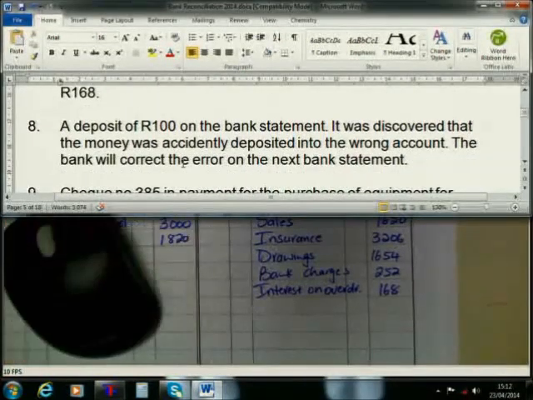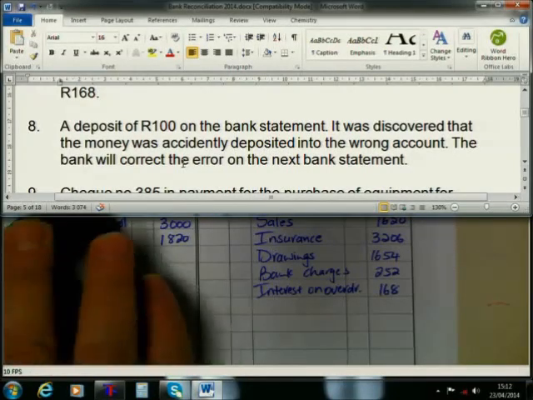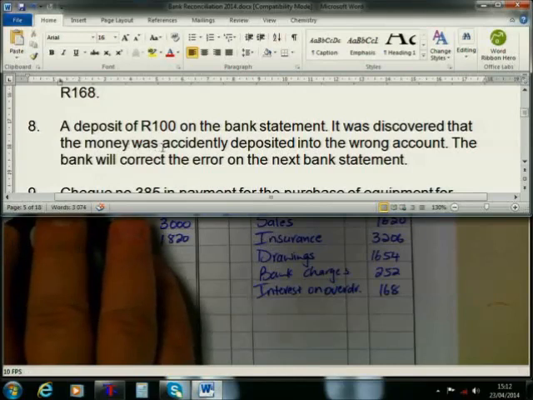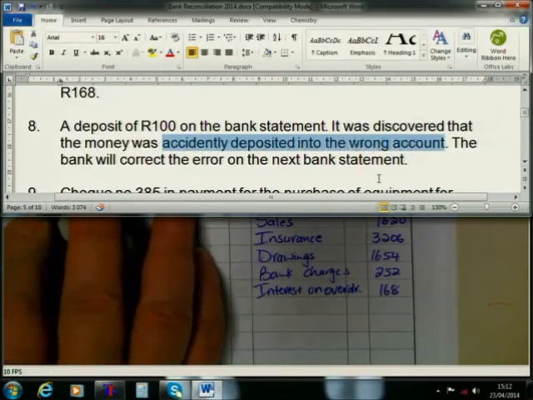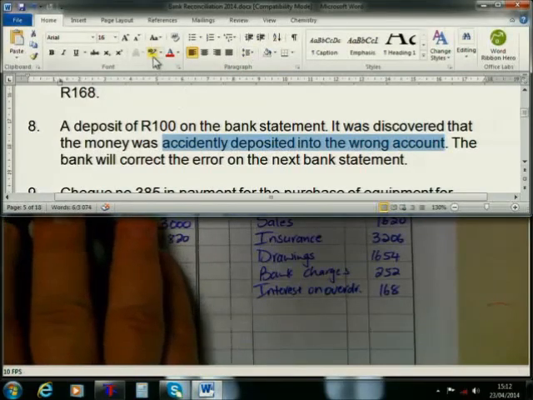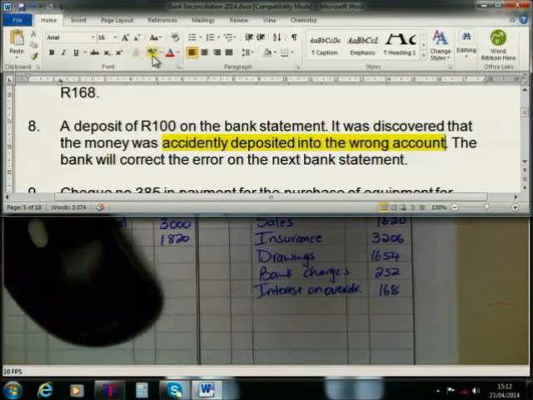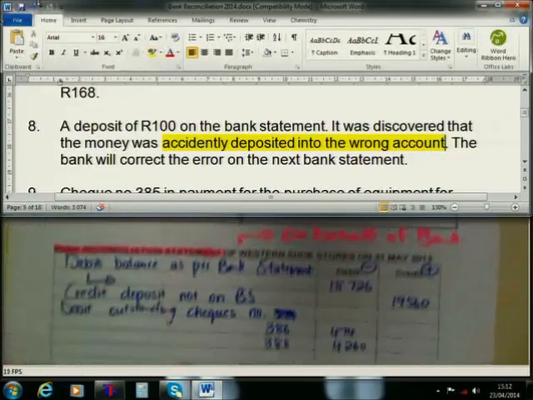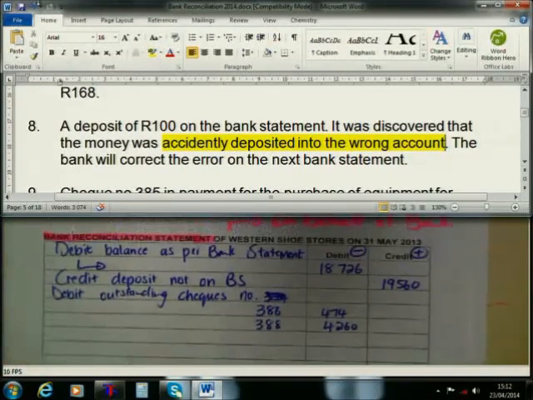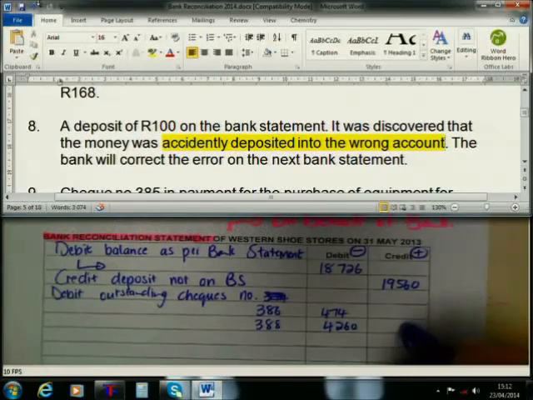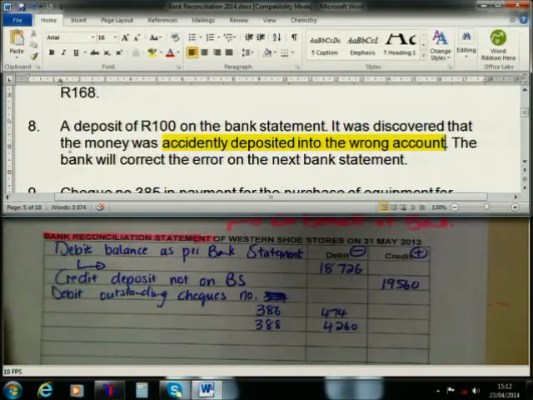A deposit of 100 Rand on the bank statement. It was discovered that the money was accidentally deposited into the wrong account. So there's 100 Rand on the plus side of the bank statement. There's your bank statement, and there's 100 Rand on the credit side, but the money didn't belong to us. The bank will correct the error on the next bank statement.